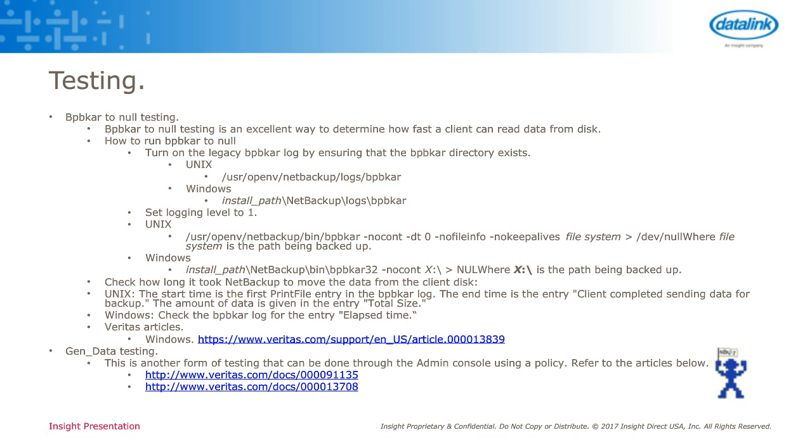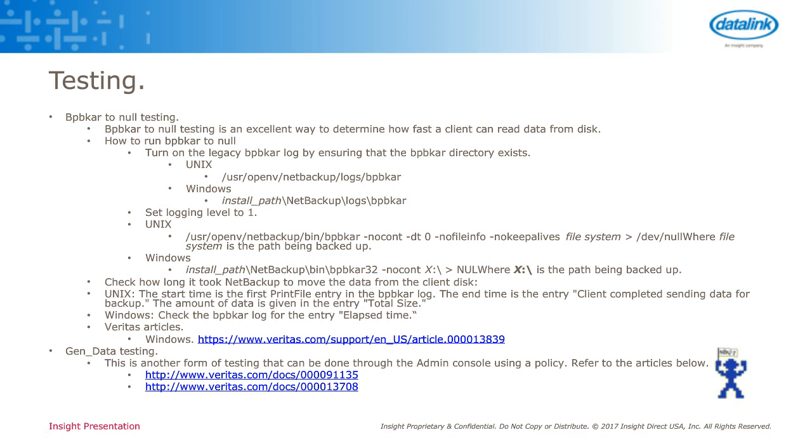to run this test. On Windows, you'll see the X:\ is the path to back up. Then you'll review the amount of data versus the time it ran and determine what your throughput is. And that gives you an idea of how fast the data can be read from disk.